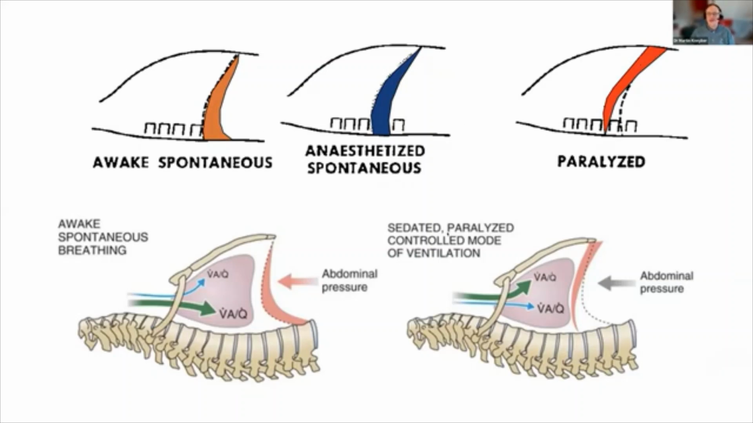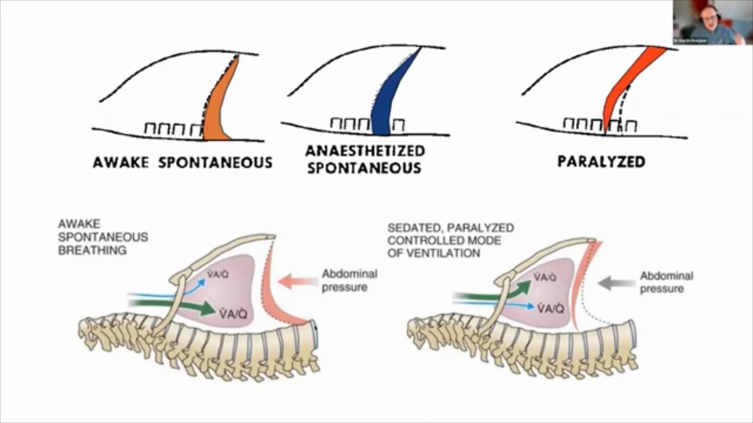And what happens in a paralyzed patient, the volume is directed towards the non-dependent part of the lungs, thereby creating more overdistension and increasing the dead space. And in a patient who is breathing spontaneously, there is a direction of the tidal volume towards the dependent part of the lungs.